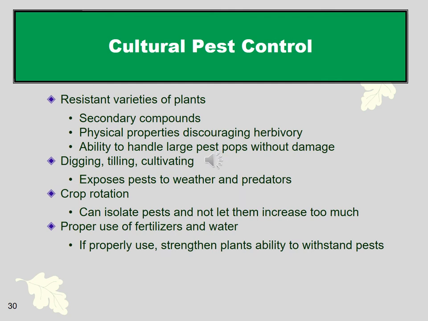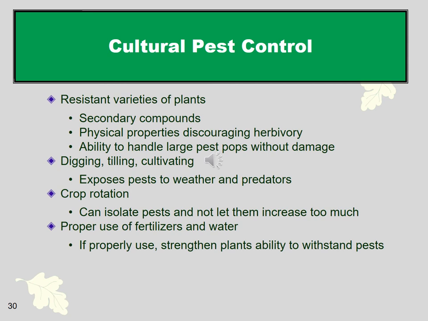Methods of cultural control of pests. Using resistant varieties of plants. Also, digging, tilling, and cultivating can expose the eggs, larvae, or pupae of certain pests that are in the soil that hatch and come out onto your plant. Rotating crops in your vegetable garden is good, so one pest doesn't take hold in that area in the soil and just get to keep eating the same crop year after year. And proper use of fertilizers.